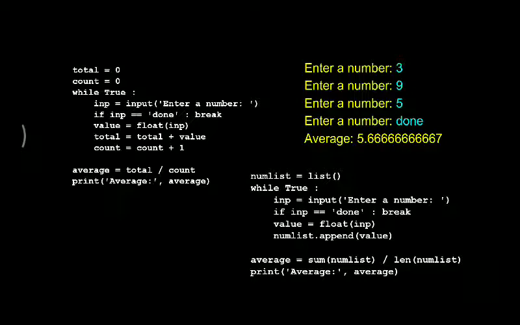Inside this while loop there is one statement: input equals input of 'Enter number'. It will read the element from the keyboard. If input equals done, then we break, and this break will come out of the loop when the condition is satisfied. Otherwise, value equals float of input. Whatever the entered value, that will be converted into float. Initially it was a string, and that string value will be converted into float.